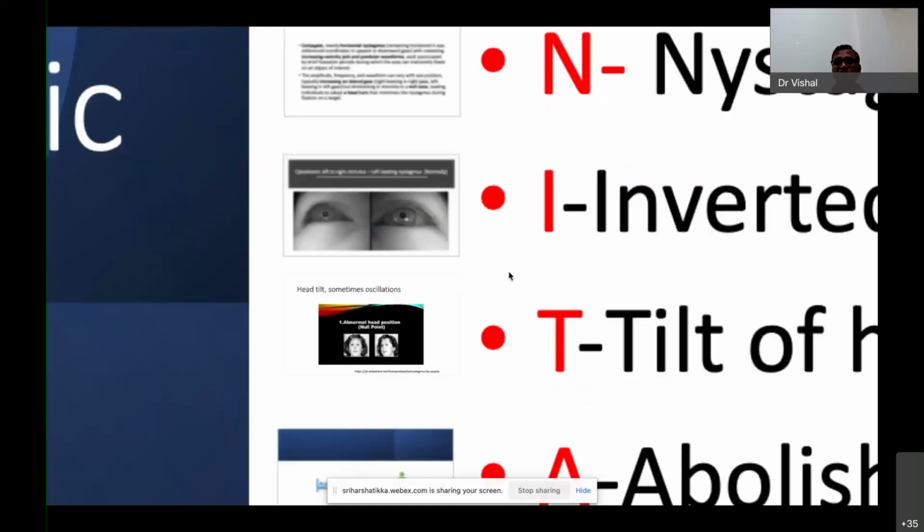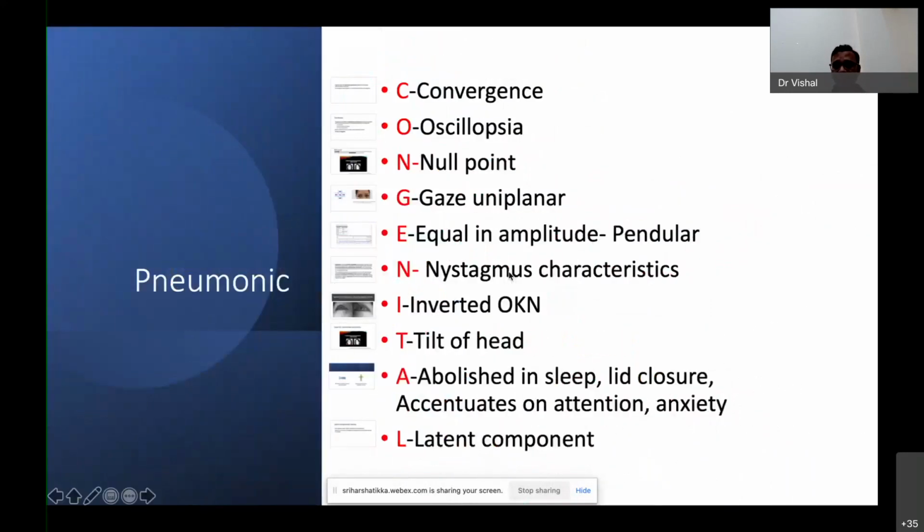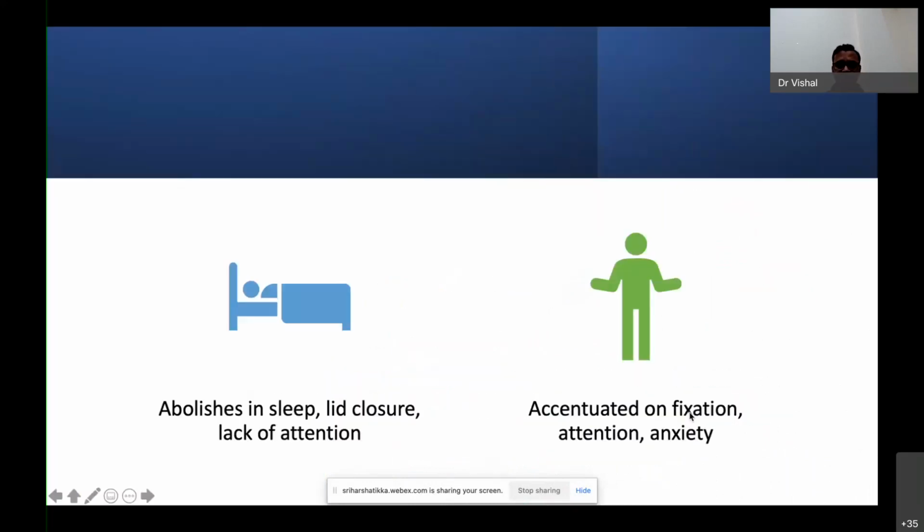Then the A stands for abolished in sleep, lid closure, and accentuates on attention and anxiety. So let's see this point. In sleep, typically it abolishes or reduces on lid closure or lack of attention.